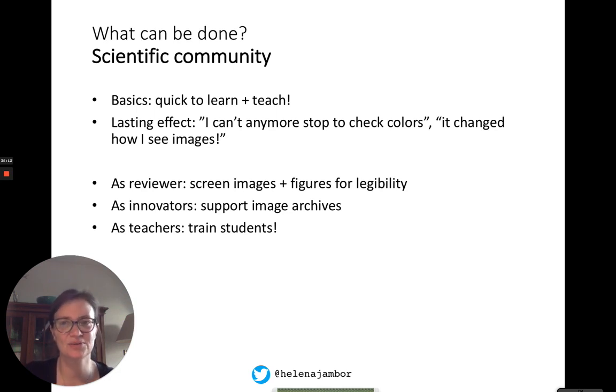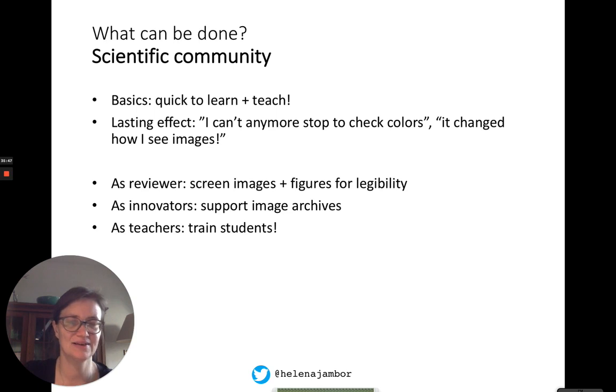So the scientific community as reviewers obviously can screen images and figures for their legibility, and they can comment as reviewers requesting that images are improved. As innovators, scientists can support the imaging archives and help to develop quality standards of images that go into these archives. And as teachers, obviously, they can train students.